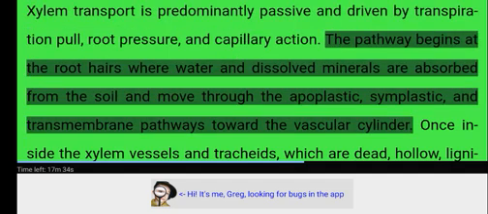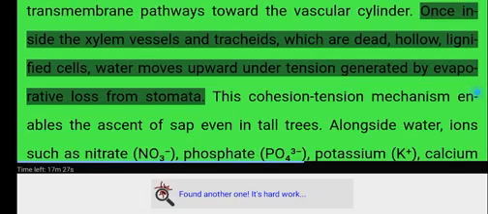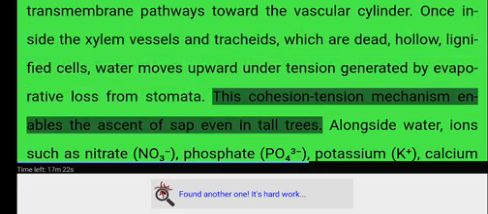The pathway begins at the root hairs where water and dissolved minerals are absorbed from the soil and moved through the apoplastic, symplastic, and transmembrane pathways toward the vascular cylinder. Once inside the xylem vessels and tracheids, which are dead, hollow, lignified cells, water moves upward under tension generated by evaporative loss from stomata. This cohesion-tension mechanism enables the ascent of sap even in tall trees.